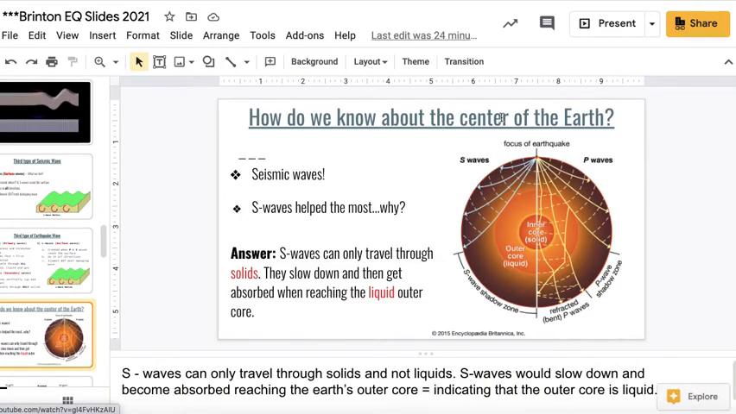How do we know about the center of the Earth? Well, they talked about this in several different videos, and it has to do with seismic waves, particularly the S waves, and they're the most helpful. The reason the S waves are the most helpful is that they can only travel through solids. So you can see the S waves here where they get absorbed in this liquid outer core. When they reach liquid, they're absorbed. So your S wave shadow zone is all the way from here to here. When you look at your P waves, they look pretty much the same when they travel through the solid, but when they hit the liquid, they refract and are bent.